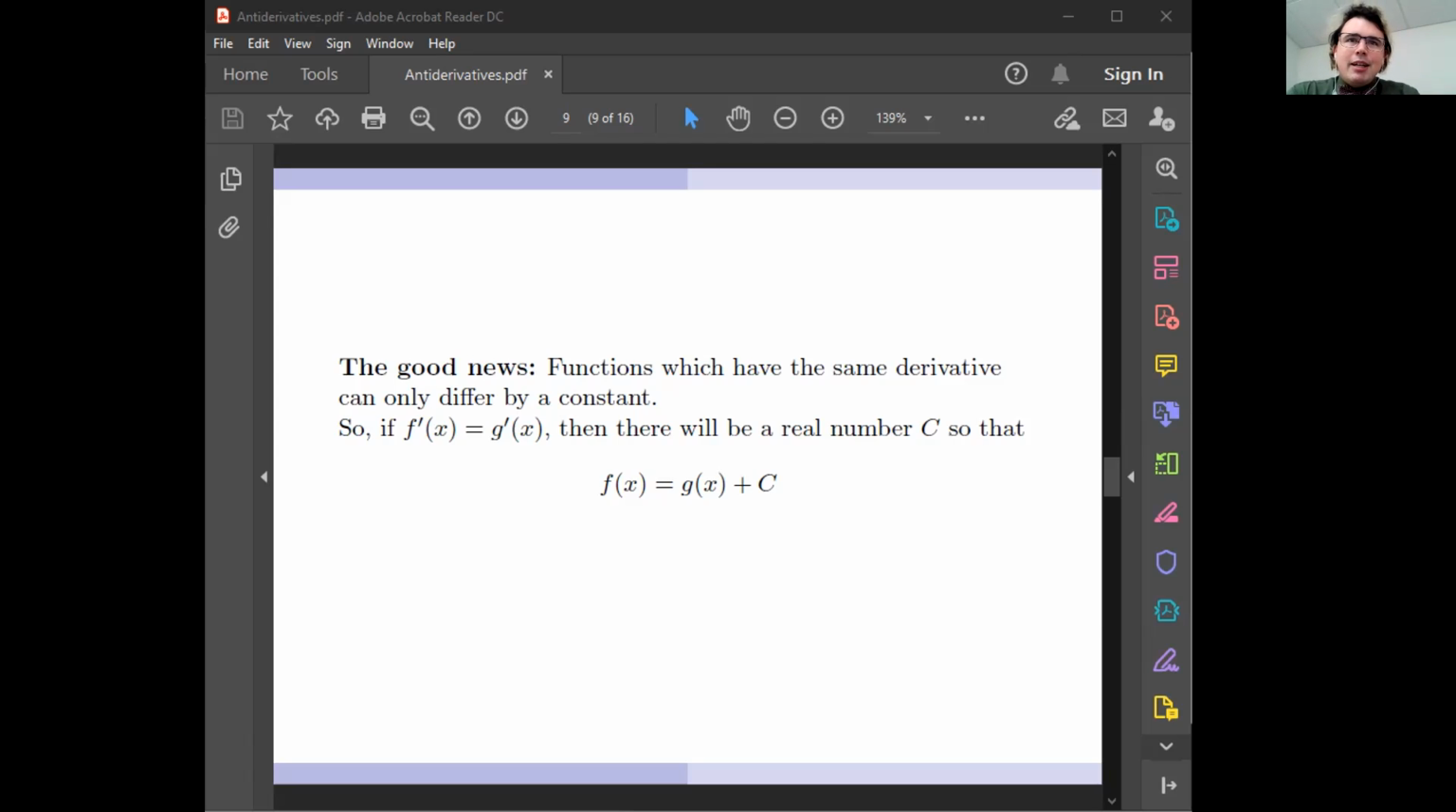The good news is that's the only way that two functions can have the same derivative. So what do I mean by that? If two different functions have the same derivative, then one of them must be equal to the other plus some constant. Another way to think about this is if I took my f of x that I thought undoes the derivative, and I take your g of x that you thought undoes the derivative, how far off are we from each other? The difference is just going to be some fixed constant.